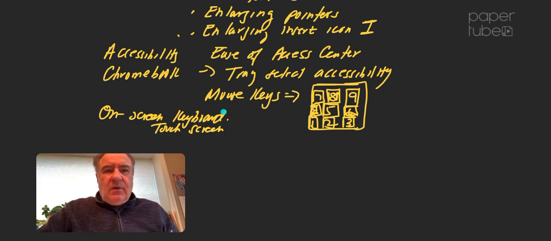So what I'd like you to do is go into the accessibility features, whether it's in a Chromebook, Windows, or a Mac, and take a look at some of the accessibility features and let me know which ones you think are most important for the students that you work with.